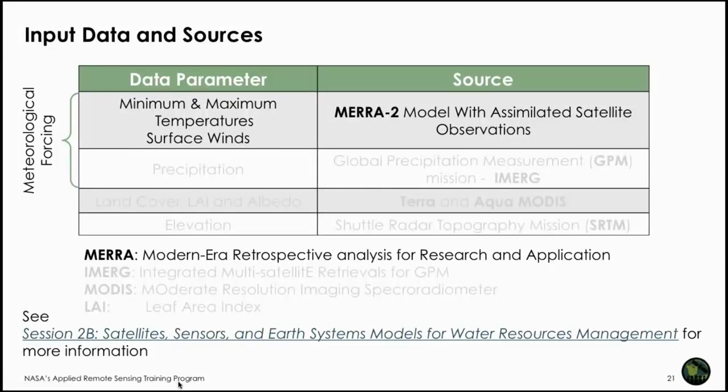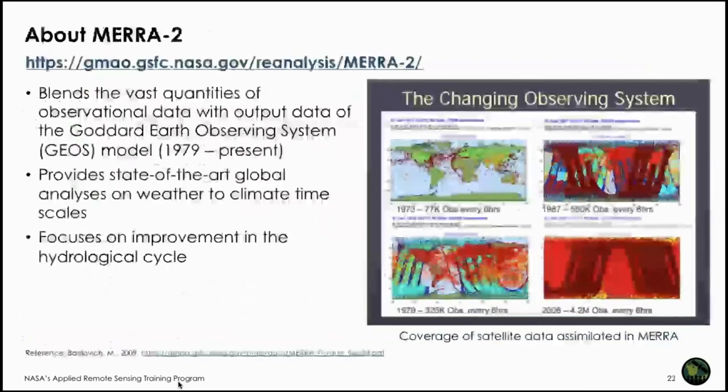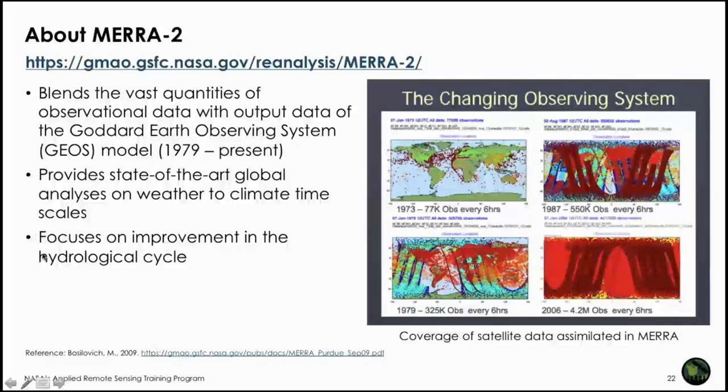So we are going to start with MERRA-2, model assimilated data. So what is MERRA-2? MERRA-2 is an Earth system model. It's called the Goddard Earth Observing System, or GEOS, model. And this model blends a large quantity of observational data from in-situ sources and mainly from satellites.